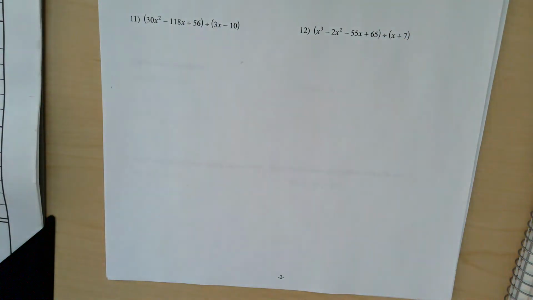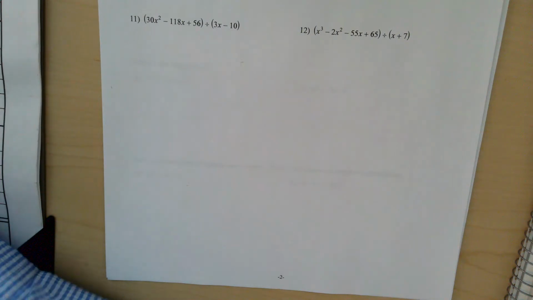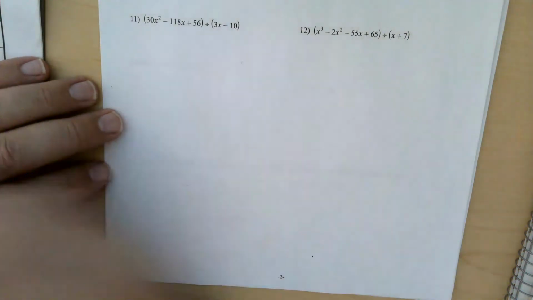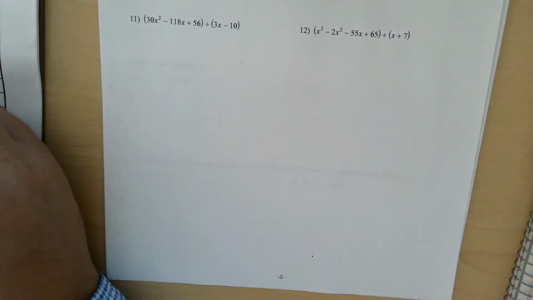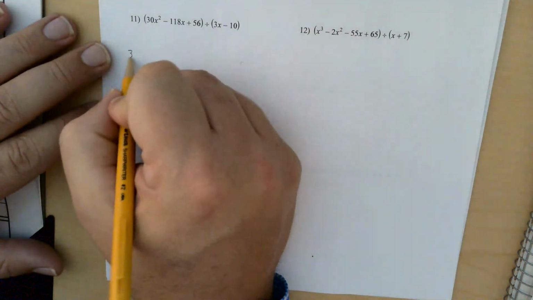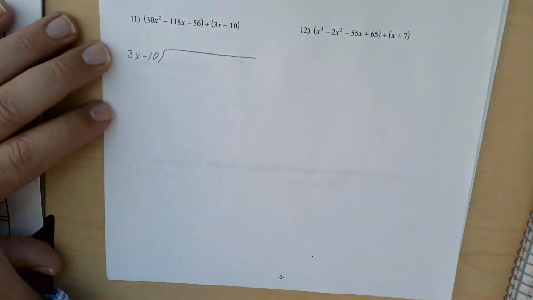Don't get those wrong. Now, number 11, I am asking for the quotient and I must use long division. You say, why must I use long division? Why can't I do synthetic? There's a 3 in front of the x. Synthetic will work if it's x plus a number or x minus a number. Here, though, we are forced to write 3x minus 10 on the outside.